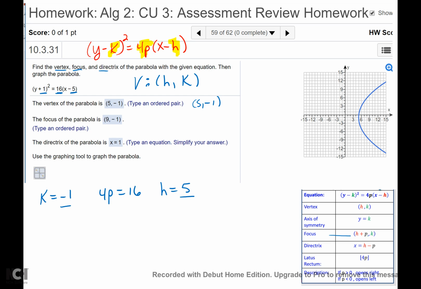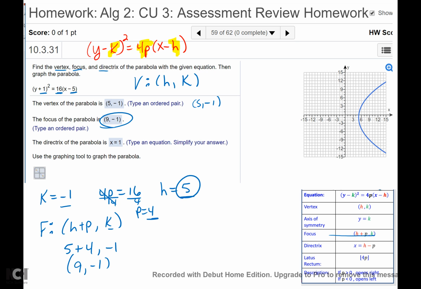The focus is h plus p comma k. So if I want to figure out what p is, divide by 4, and p equals 4. So to get my focus, I take my h, which is 5, I add my p, which is 4, and I keep my k, which is negative 1, which gives me 9 comma negative 1.